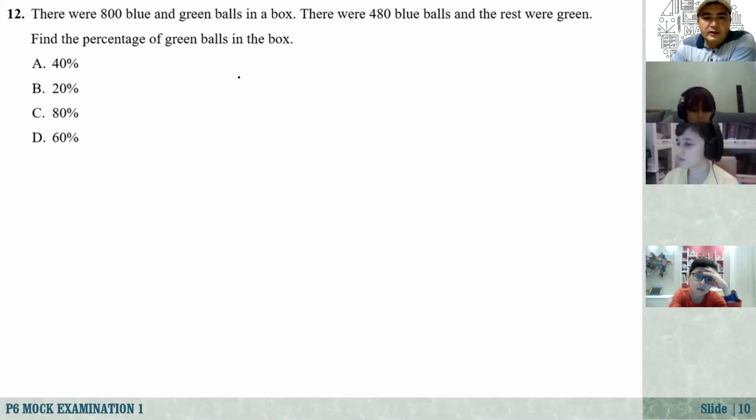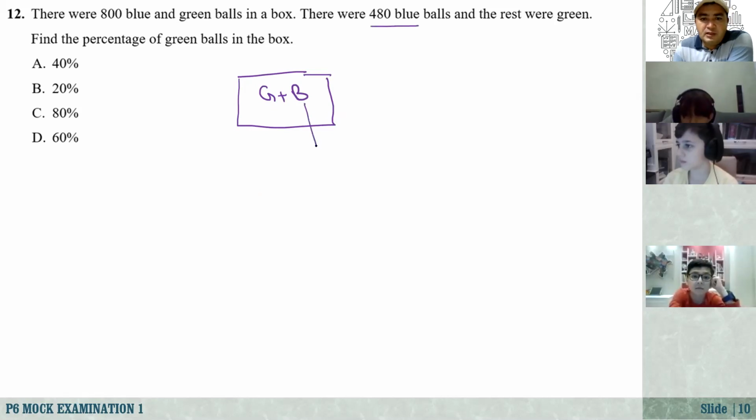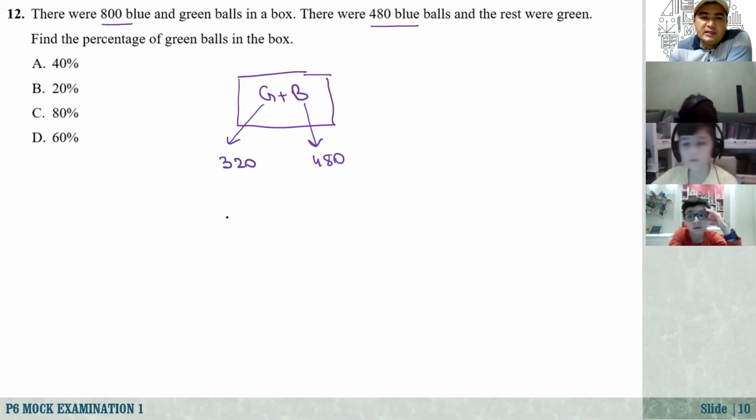Okay, very good. Now here, let's say we have a box, and here we have green balls and blue balls, right? In the question, it says we have 480 blue balls, but altogether we have 800 balls, right? Then how many green balls do we have? 800 minus 480, which is equal to 320, right? Because together it should be equal to 800.